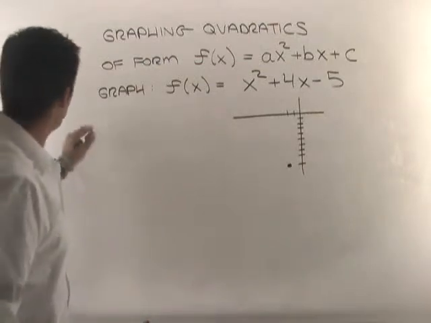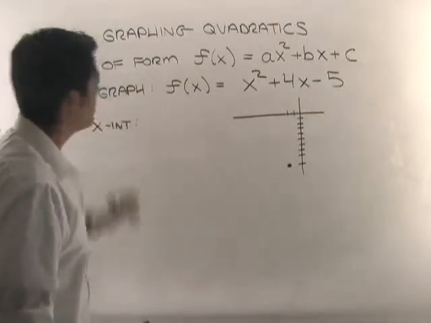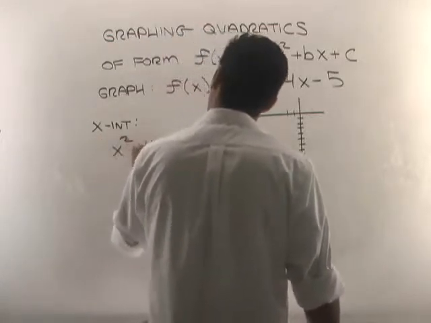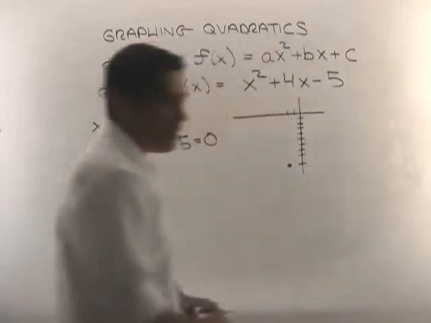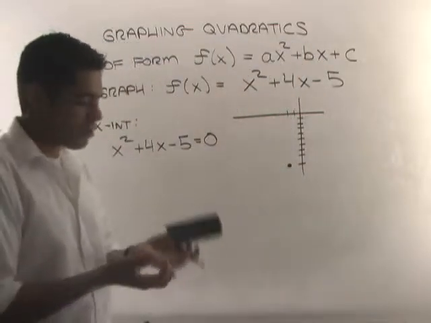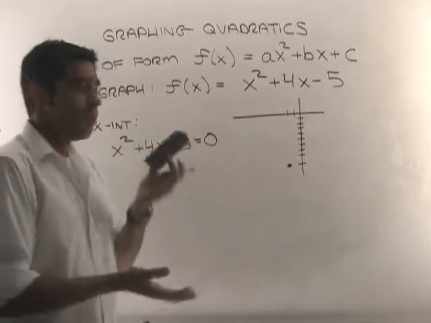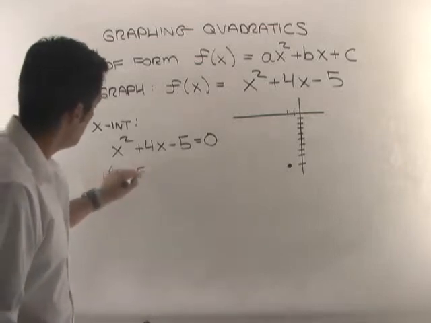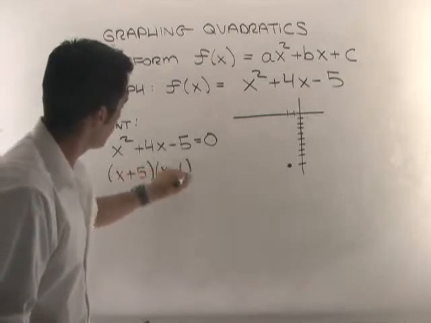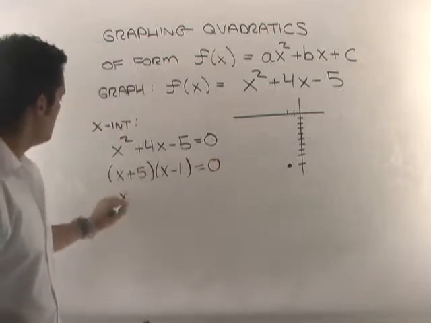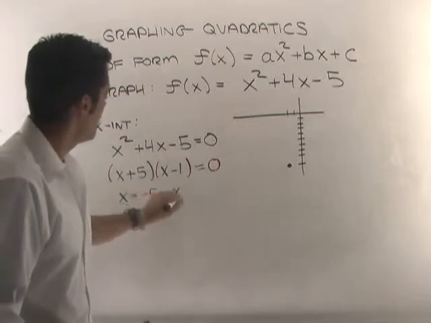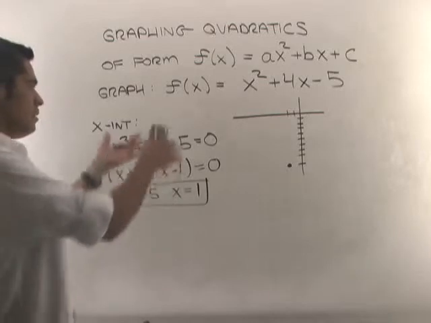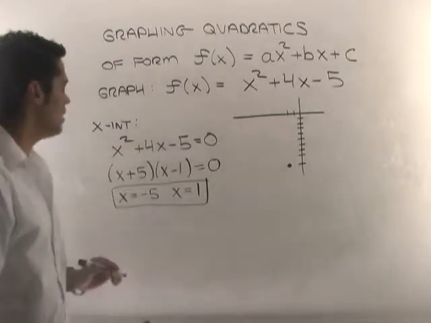To find the x-intercepts, we set our function equal to 0. So we take our x squared plus 4x minus 5, and we set it equal to 0. Now we have 3 techniques that we could use. We could try to factor it, we could use completing the square, or the very powerful quadratic formula. I noticed that this can be factored, and that's the quickest way to do it, so I'm going to go with factoring. Once I factor it, I set each of the factors equal to 0, and I get 2 solutions, negative 5 and positive 1. If you didn't see the factoring here, the quadratic formula would probably be the easiest way.